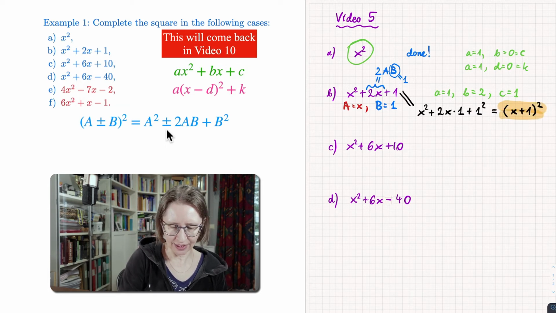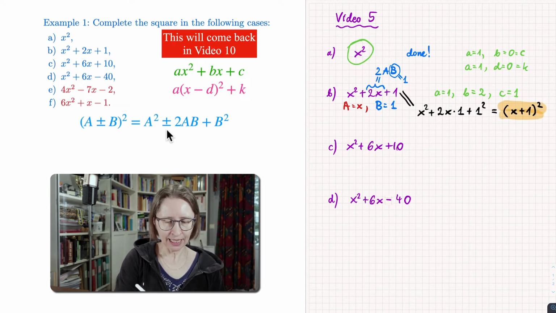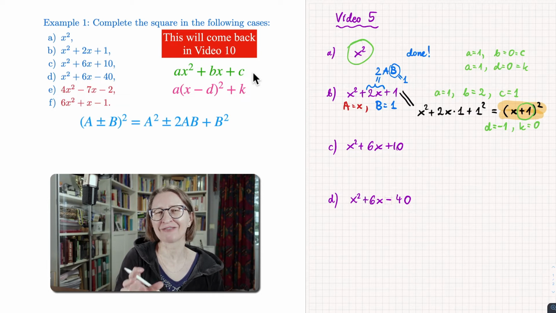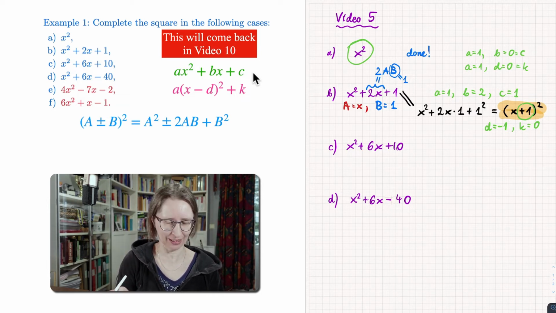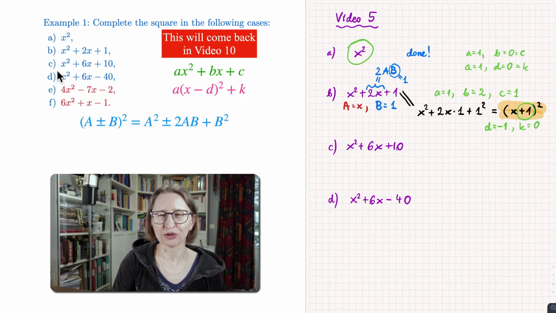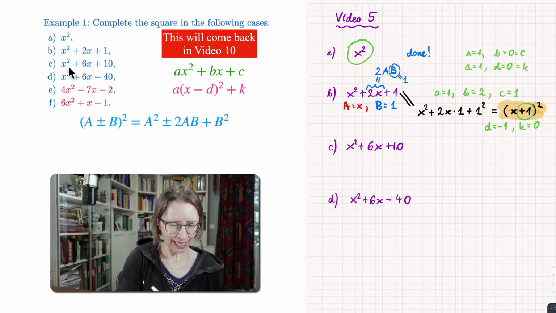So now I'm done with this second example. And in the second example here, my d is equal to minus 1, because you see here I subtract minus 1. Adding 1 is the same as subtracting minus 1, so my d is equal to minus 1, and my k is equal to 0, because I have nothing added to this perfect square, right? Okay, so I'm done with this next example, and now I proceed to part C.